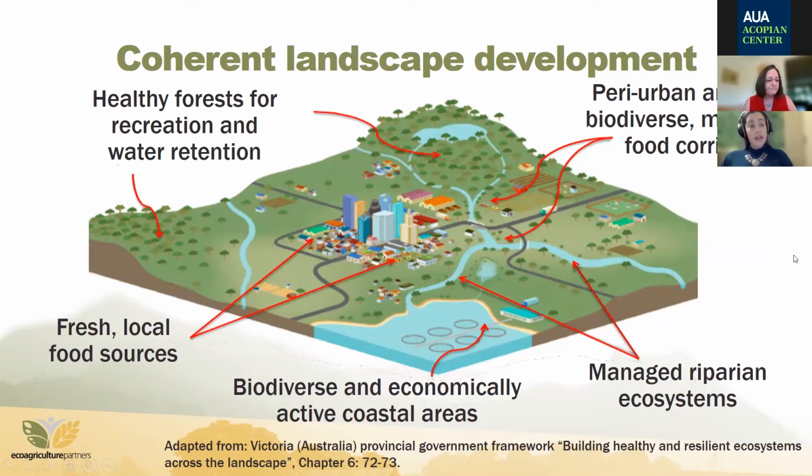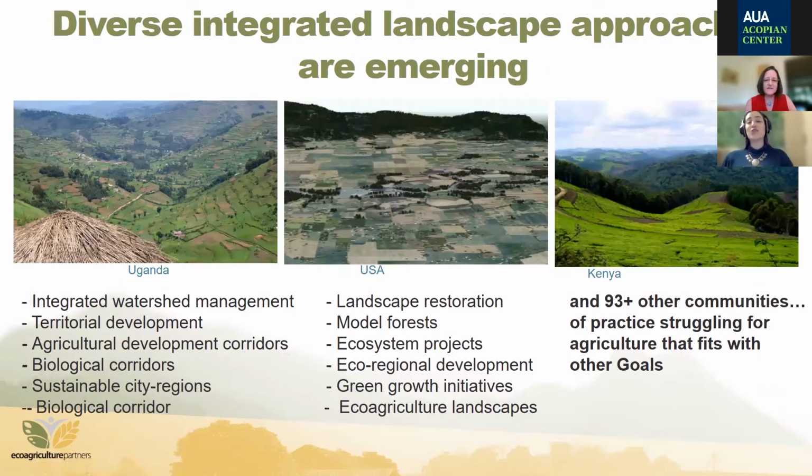If you go to the next slide, what we've seen over the last couple of decades is enormous innovation as local people struggle with these issues, struggle with conflict with other land uses besides their own, and are all coming up with these approaches. And Eco-Agriculture Partners has actually documented, I think we're up to 105 different communities of practice that have emerged with different names like integrated watershed management, territorial development, agricultural development corridors, eco-agriculture landscapes. There's a whole range of them. They're all struggling to find ways for agricultural production to fit well and fruitfully with other sustainable development goals.